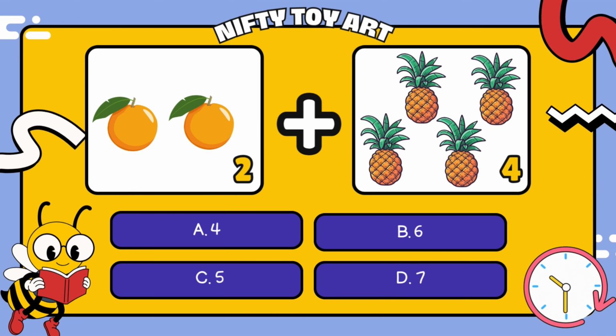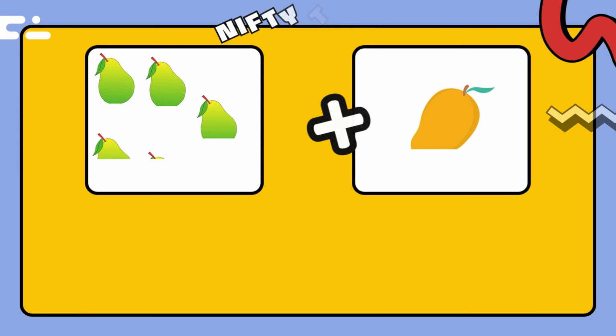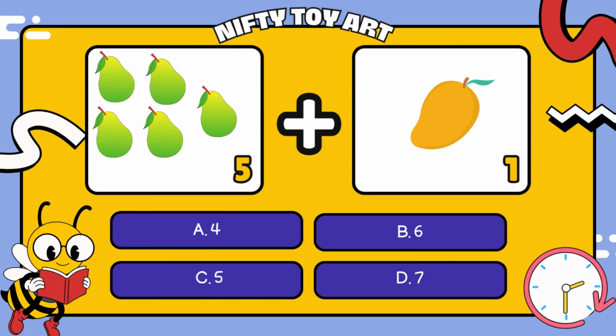I have 2 orange plus 4 pineapple. How many fruits do I have? That's right, 6 fruits. I have 5 avocado plus 1 mango. How many fruits do I have? That's right, 6 fruits.